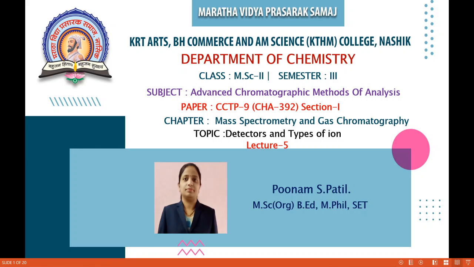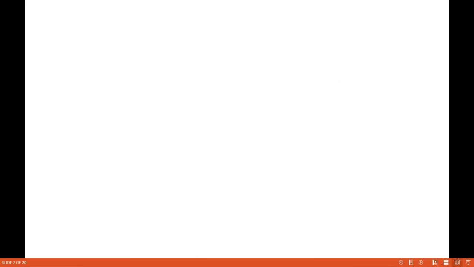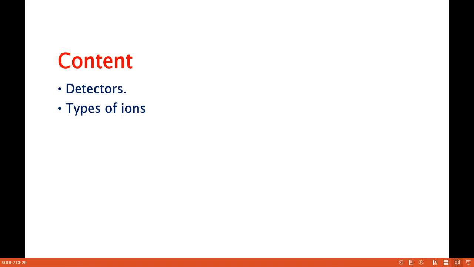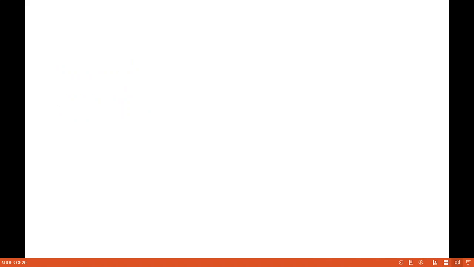In the previous lecture, we discussed the types of mass analyzer and also discussed the advantages, disadvantages and applications of that mass analyzer. In today's lecture, we will see the detectors which are used in mass spectrometer and the types of ion produced in the mass spectrometer. So, the content of today's lecture is the different types of detectors used in the mass spectrometer and the types of ion which are produced in the mass spectrometer.